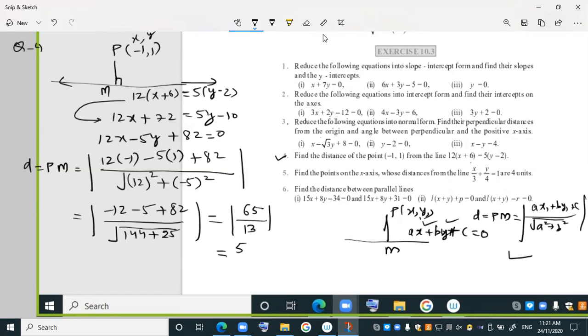Find the point on the x-axis whose distance from the line is 4 units. Now the distance is already given. This same formula will be applied, but the distance is given. You have to find the point on the x-axis. Okay.